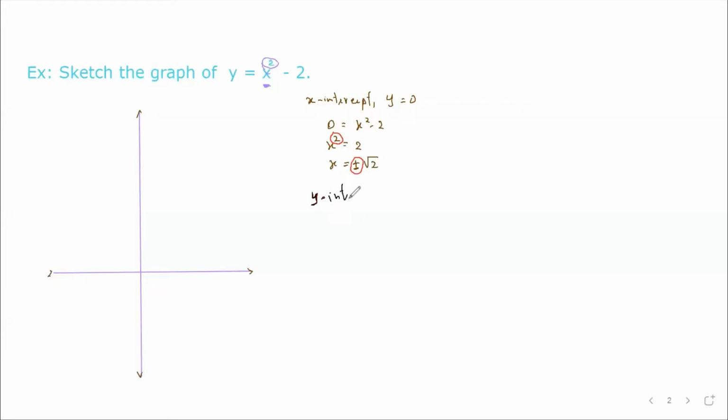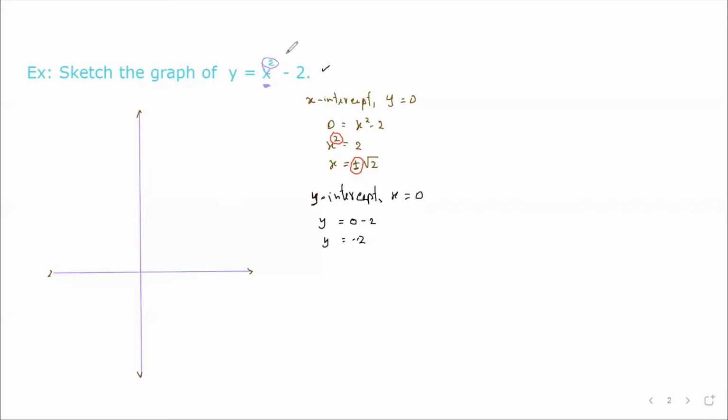Y-intercept. That means x equal to 0. So then replace in this equation again. For the y-intercept, x becomes 0, so y is in here. Replace x with 0, 0 power 2 is 0, minus 2. So then y equal to negative 2. Okay, now we can start to plot the graph.